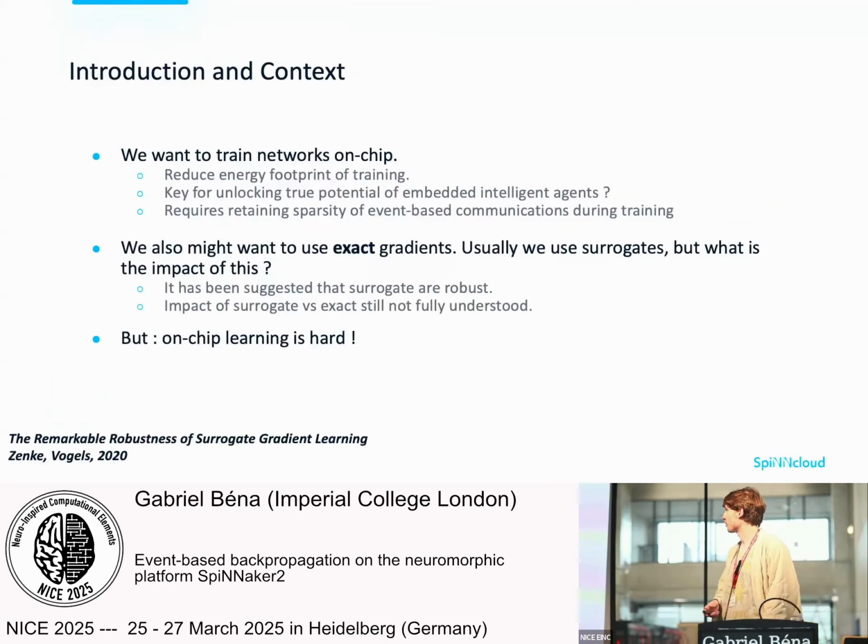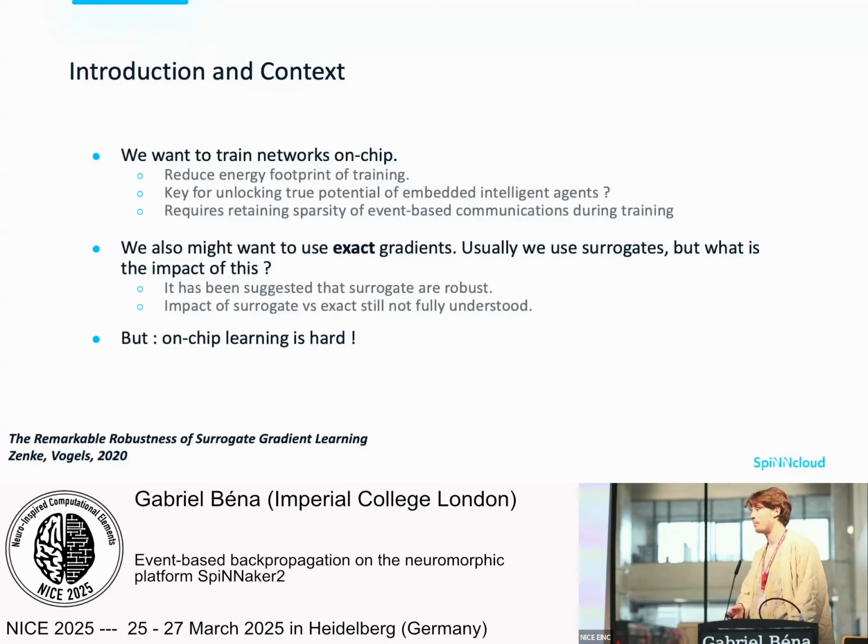Why would we want to train networks on chip? There are different reasons. Seeing the energy-hungry nature of current AI, we want to reduce this energy footprint during training. It could also be a key for unlocking the potential of embedded agents, having agents that adapt on edge devices. And for all of this, we need algorithms that actually retain the sparsity of event-based communication during training as well, right? Another point that I think is interesting is we also might want to use exact gradients.